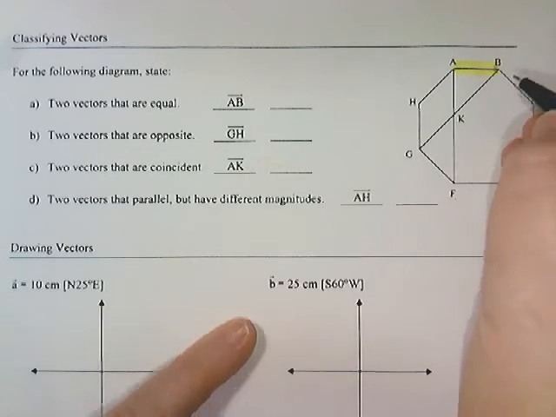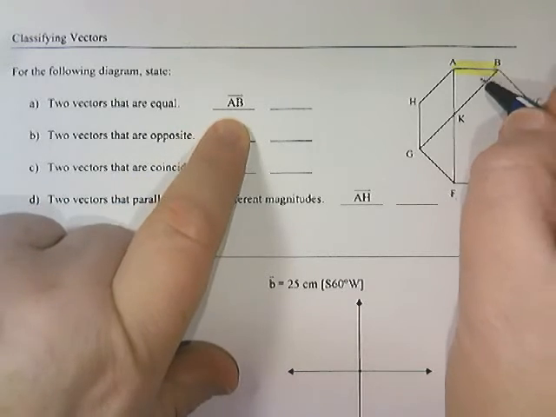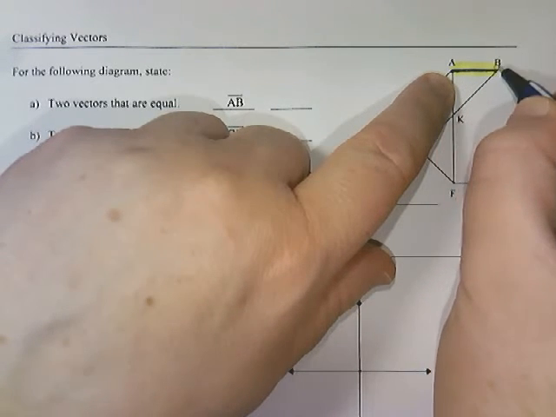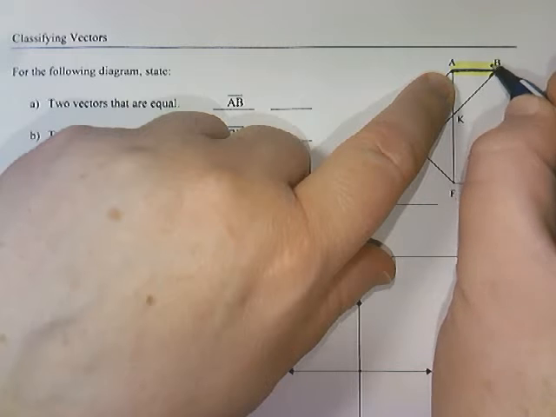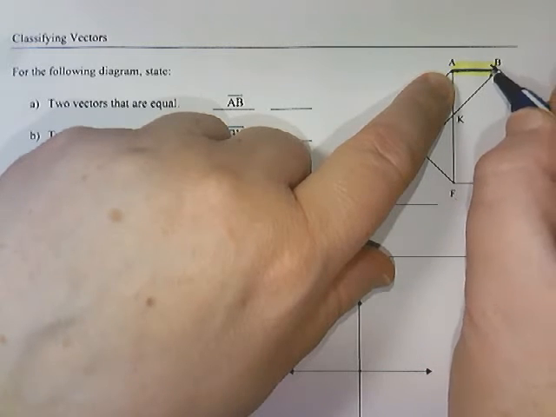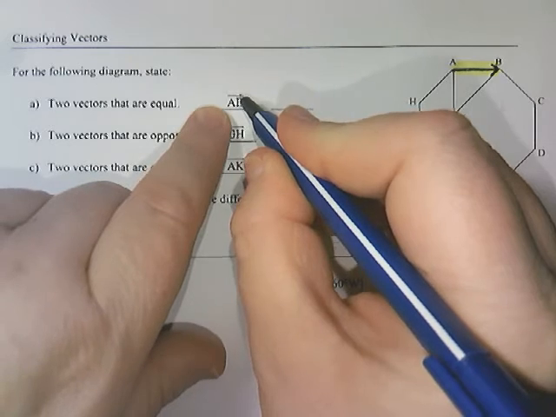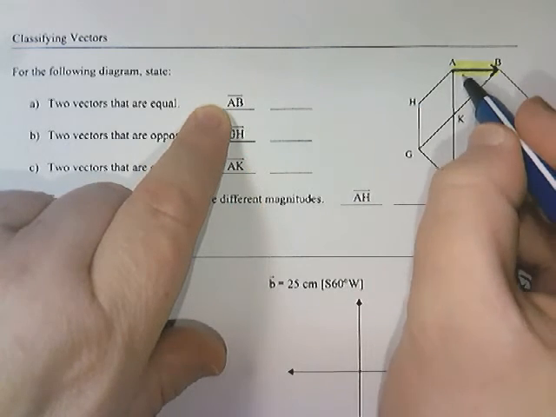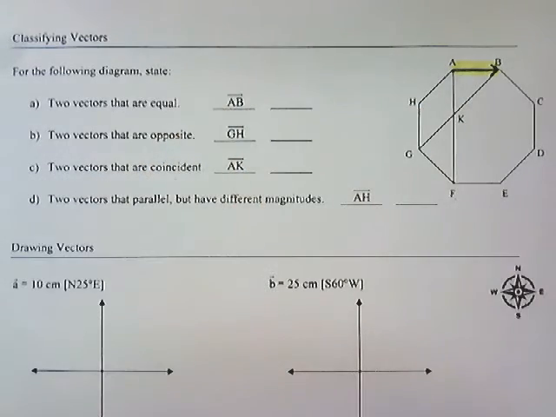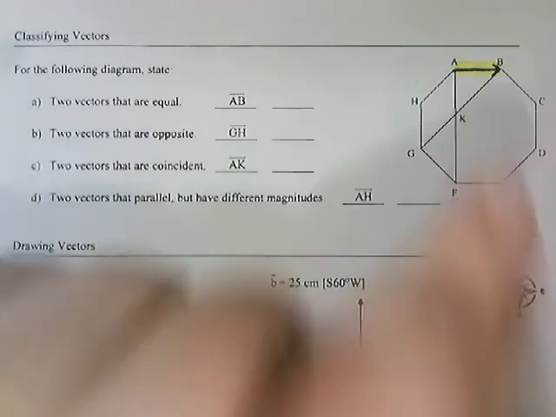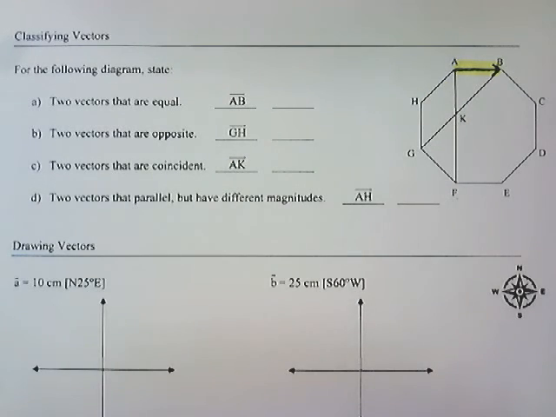So AB, the way it's stated does matter. It means the vector starts at A and ends at B. So the direction that this is facing is currently to the right. So when I have AB, you'll notice the tiny little arrow over the top is over the B. That's because we're pointing towards the B. So I need another vector that is pointing this same direction and is the same length.